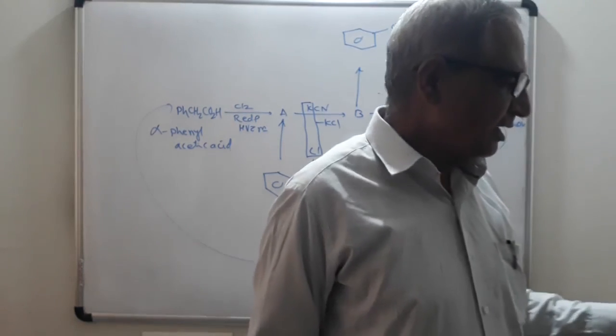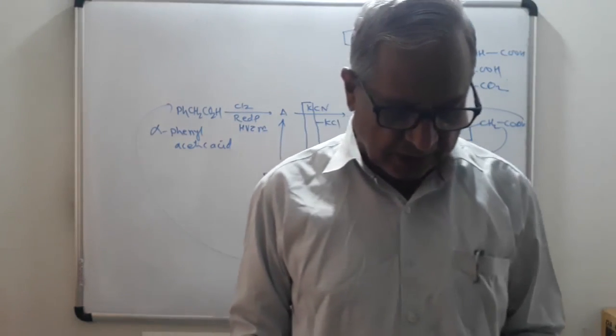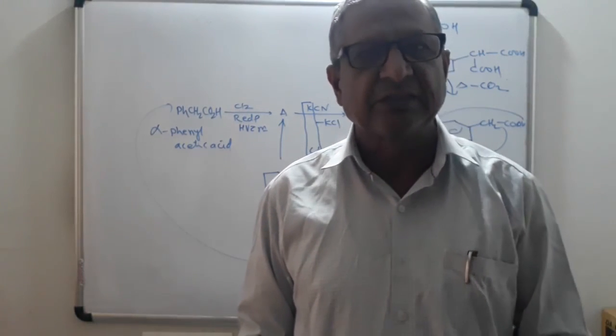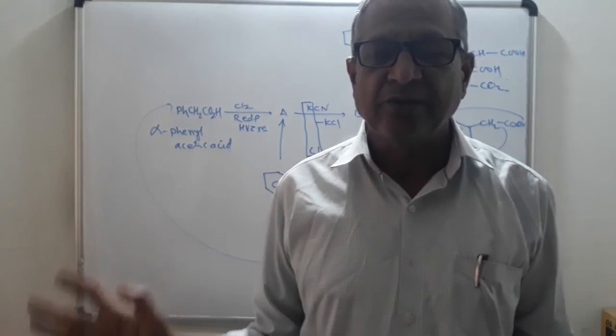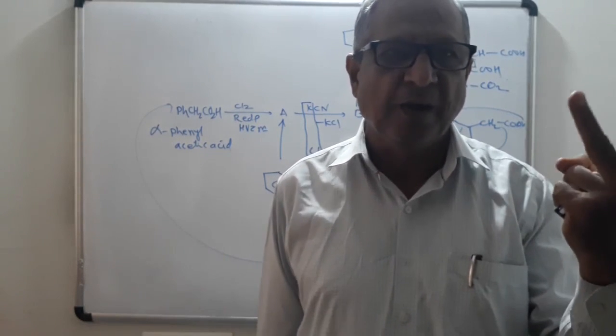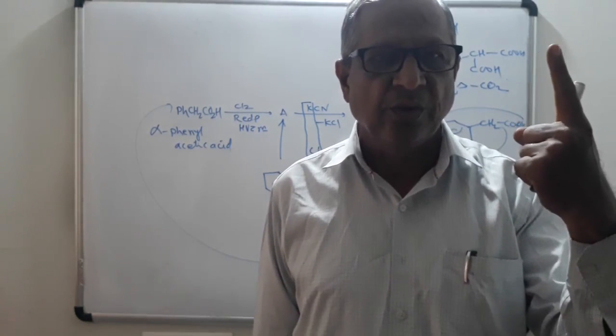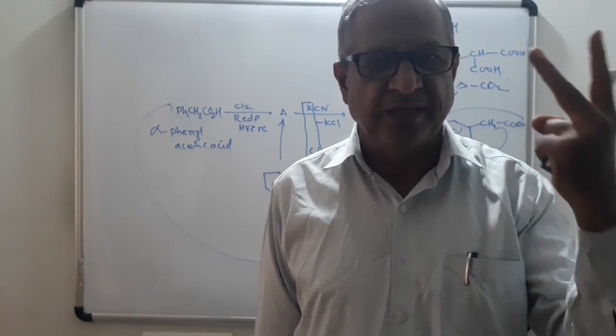So we completed the topic carboxylic acids. In the next lectures, we will learn the topic compounds containing nitrogen atom. Actually, it contains two parts. One is nitro compounds and second is amines.